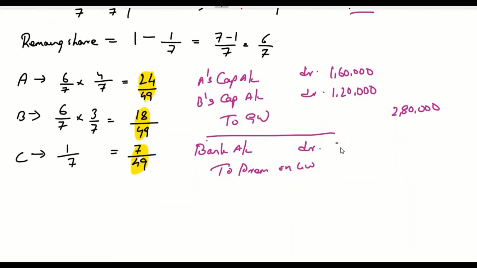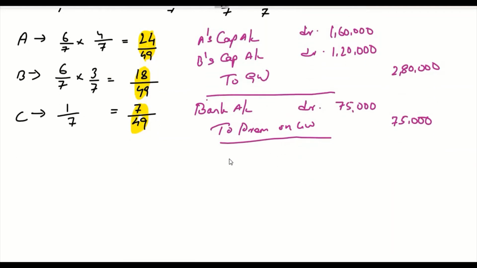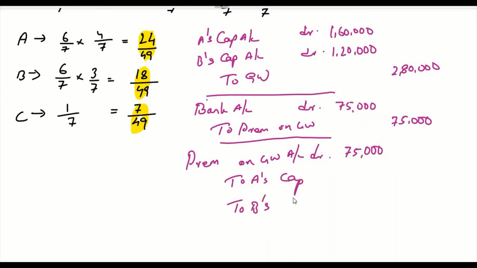That's going to be 75,000. So this goodwill brought by the new partner has to be divided among the old partners in their sacrificing ratio. So it is premium on goodwill account debit 75,000 to A's capital, to B's capital.